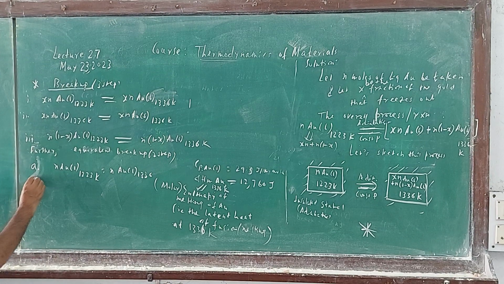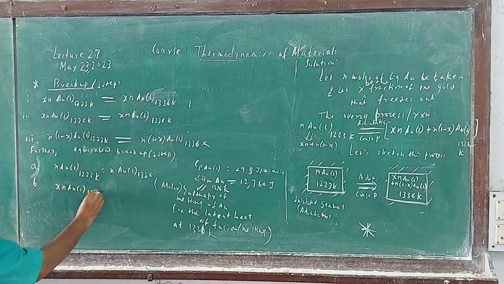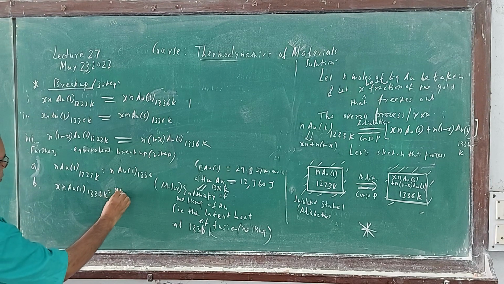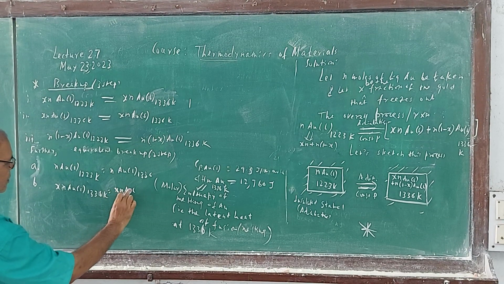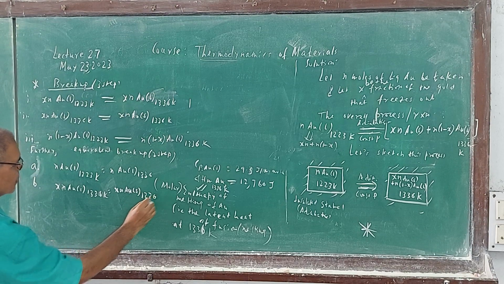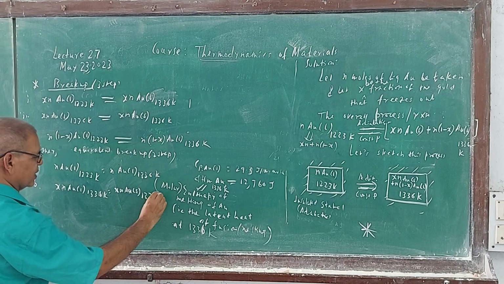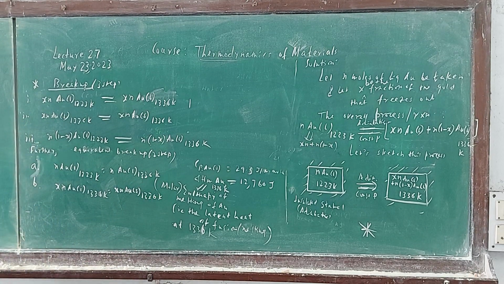And B is as before. B is the other step. Xn gold liquid at 1336 Kelvin goes to Xn gold solid at 1336 Kelvin. You can give Kelvin or just write 1336, everyone understands. So this is the 2-step breakup.